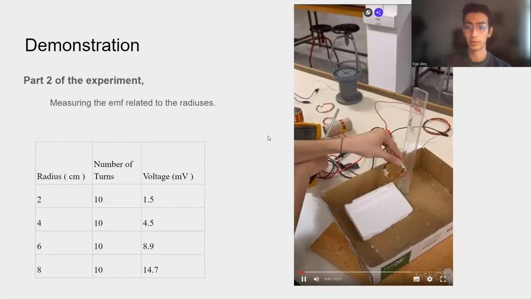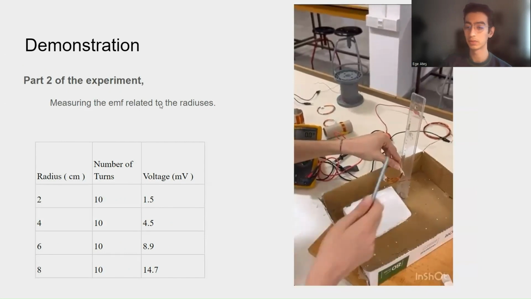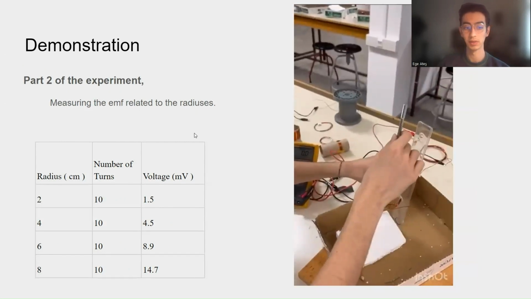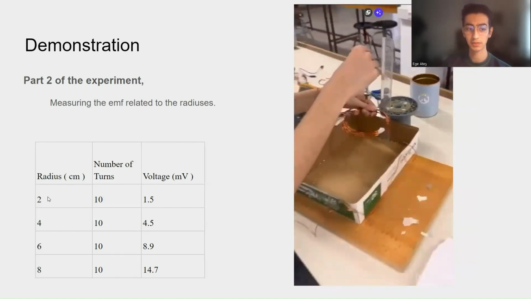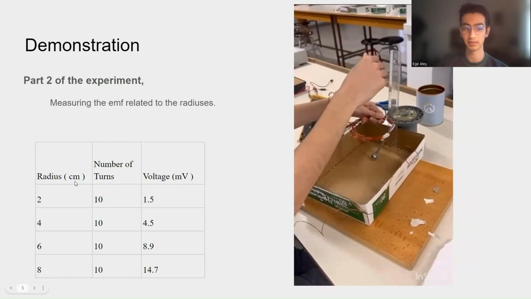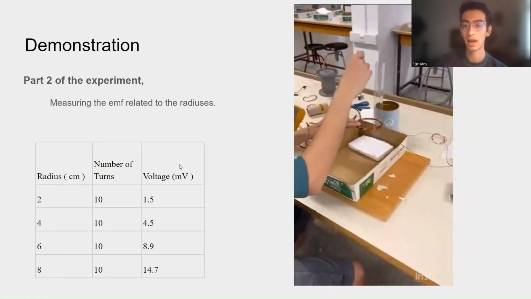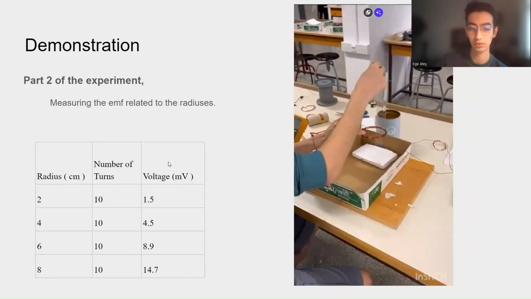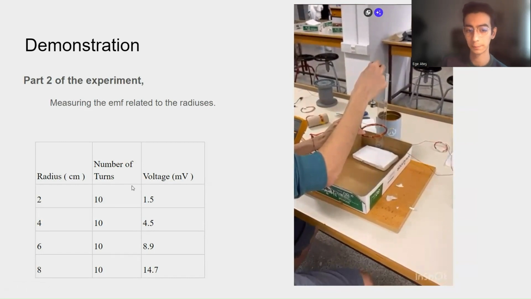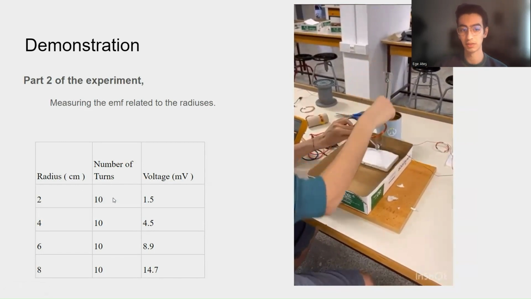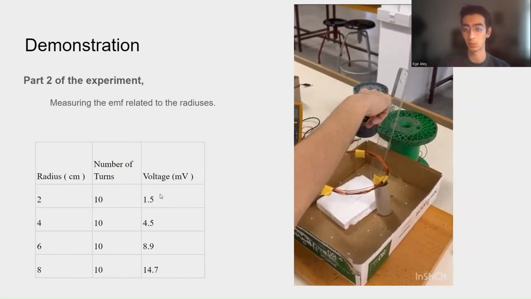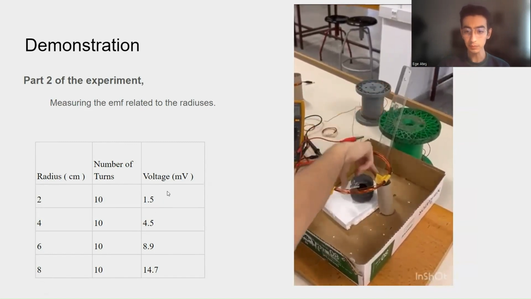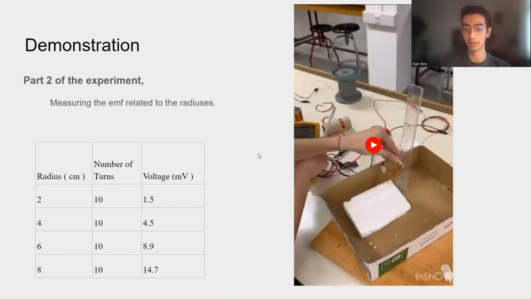In the second part of my experiment, I measured the EMF related to the different radiuses of the coils. I measured my coils with 2, 4, 6, and 8 centimeter radiuses. I used a different kind of coil, so I had to measure the 2 centimeter, 10 turns coil 2 times, which is why the voltage in this one is different. Here you can see me conducting the experiment.